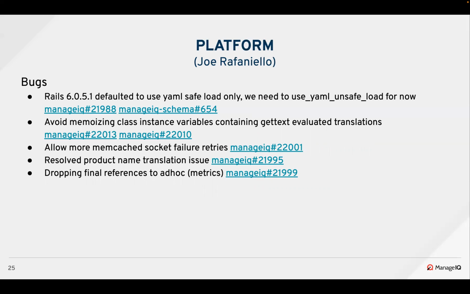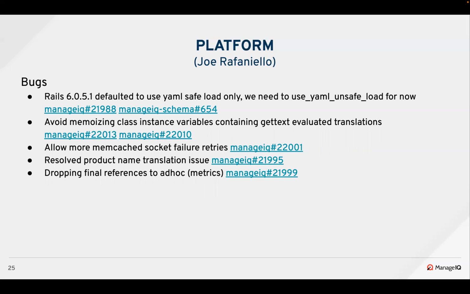We were using gettext evaluated translations in instance variables that were cached or memoized. This was causing weird bugs where we would go to one screen and switch our locale, and when we came back, one of the strings wasn't translated. And it was because we were actually caching the originally translated value and not reevaluating it. So we found a few locations and fixed those.